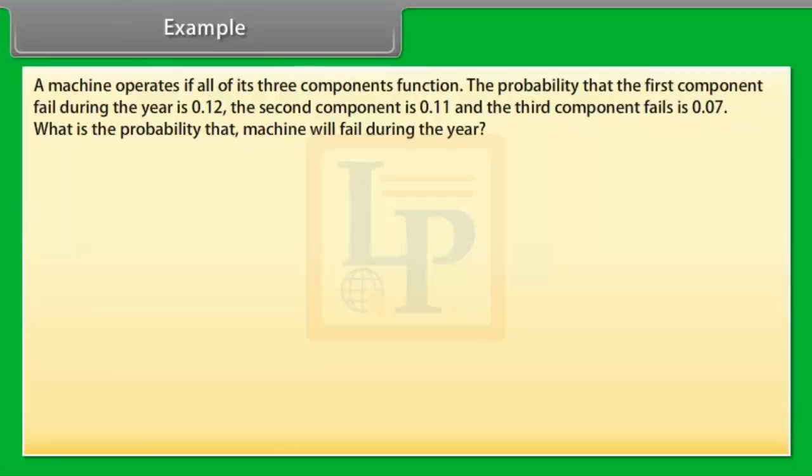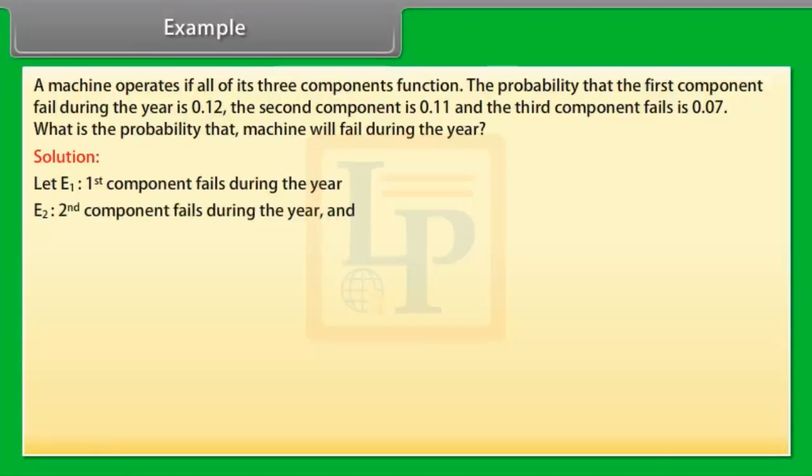Example. A machine operates if all of its three components function. The probability that the first component fails during the year is 0.12, the second component is 0.11 and the third component fails is 0.07. What is the probability that the machine will fail during the year? Solution. Let E1: first component fails during the year, E2: second component fails during the year, and E3: third component fails during the year.